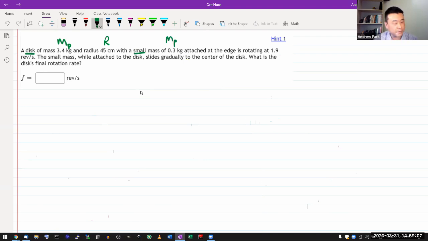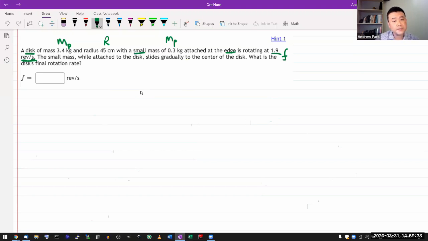A small mass of 0.3 kilogram attached at the edge is rotating at some value of revolutions per second. Technically that's not angular velocity or angular frequency, it is just frequency. Revolutions per second, like radians, is not a real unit. But when we say revolution, one full circle per second, we are referring to frequency.